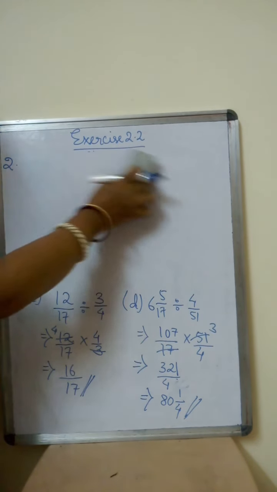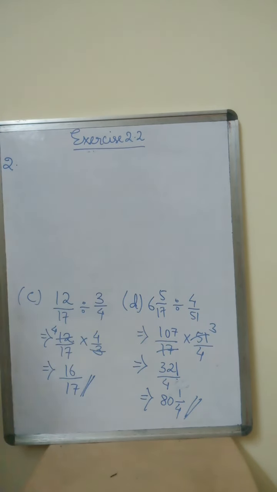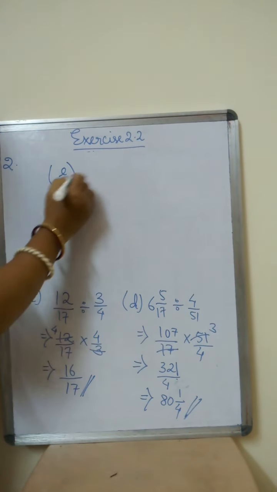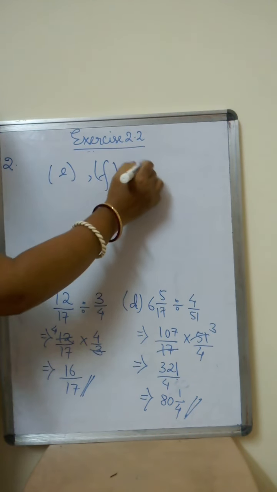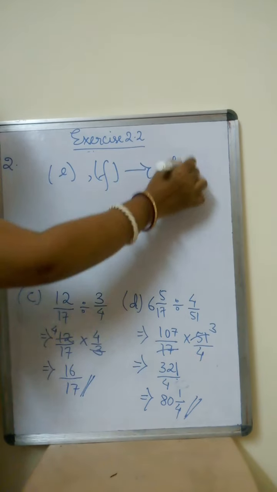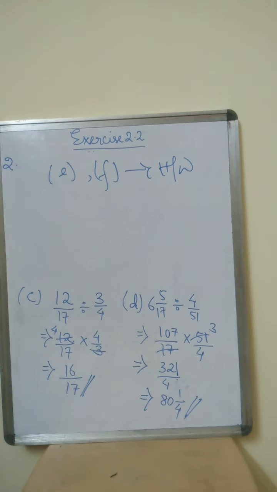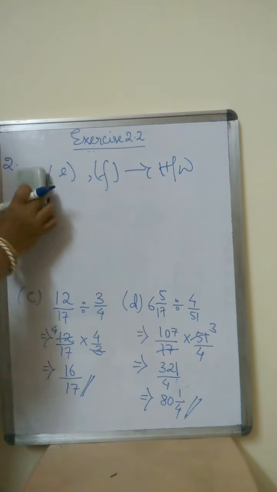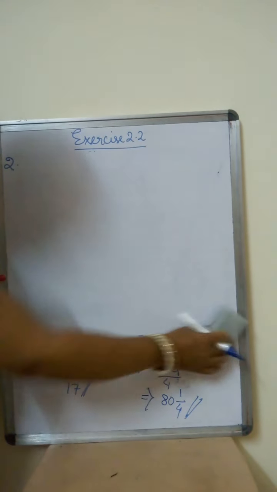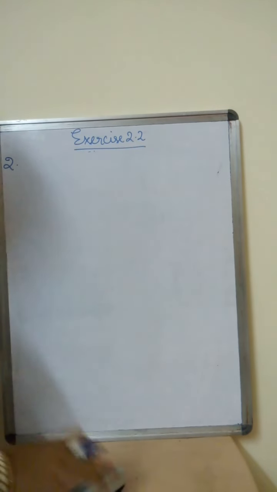Okay. Now in question number 2, the remaining two questions, that is question number E and question number F, are for your homework and for your practice. You should practice it. If you are not able to do it, you should ask me. I will again solve it and give it to you. Right? Next we come to question number 3.